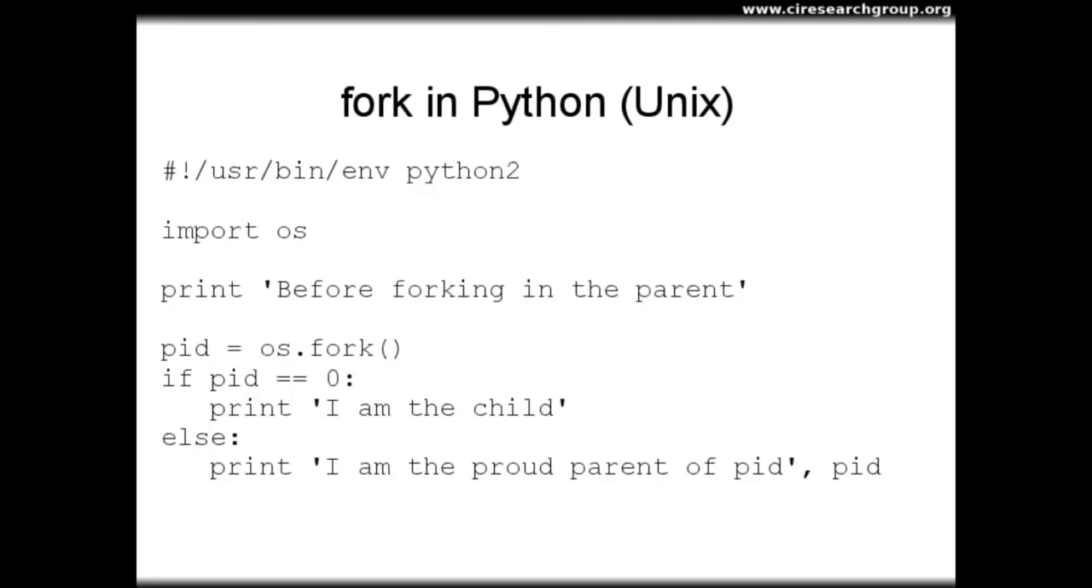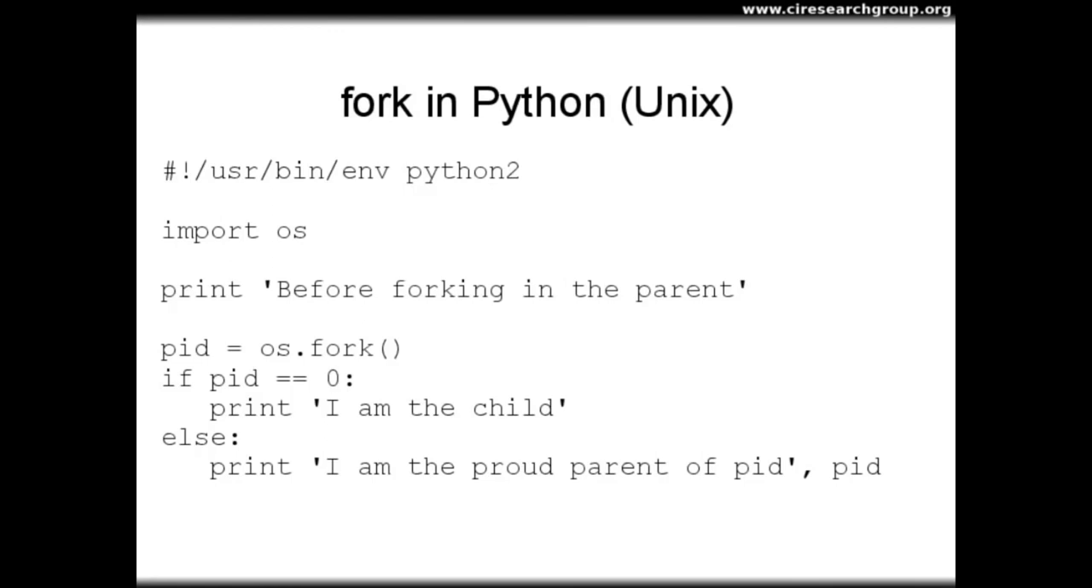Upon receiving this call, the entire Python interpreter process will be cloned. The pid variable inside my script in the parent interpreter process will contain the process ID of the child Python interpreter process. In the child interpreter, the pid variable in my Python script will have the value 0.